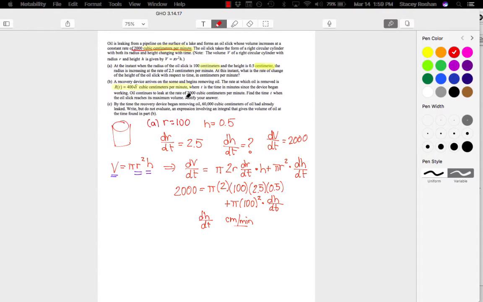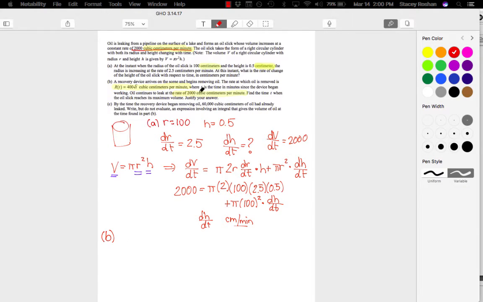And the oil continues to leak at a rate. This is also a rate. So this is what is filling and this is what's removing, right? Because it's leaking, so it's adding to our oil slick, and then we're removing it here. Find the time when the oil slick reaches its maximum volume.